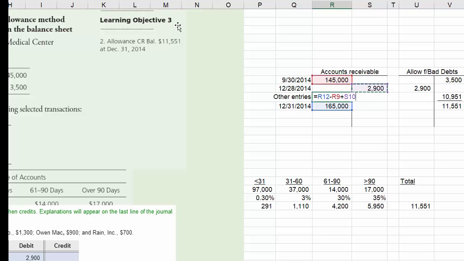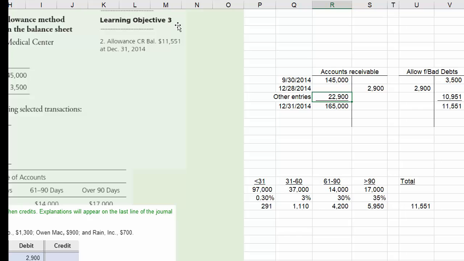And when I put that together, we should get 22,900. Now, just to make sure that makes sense, 145 minus 2,900 plus 22,900. There's my 165. So we had other entries that increased accounts receivable by 22,900. Well, what were those entries?